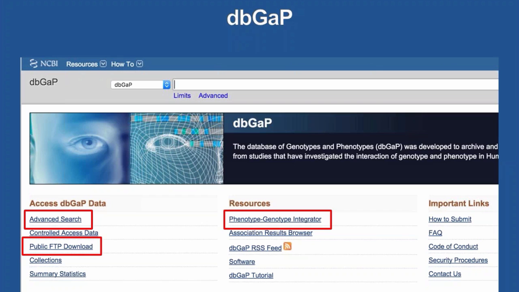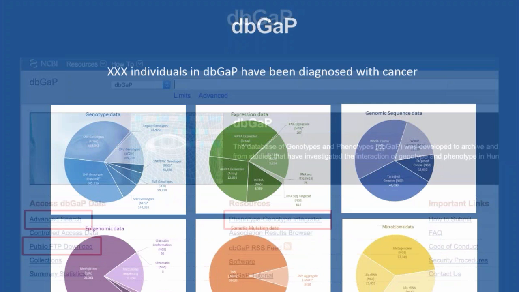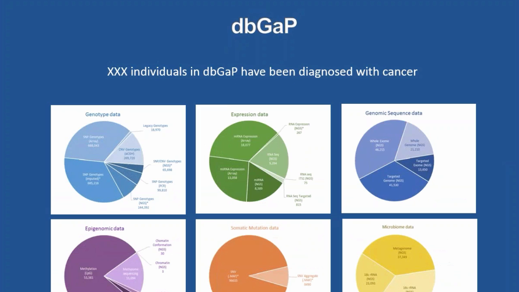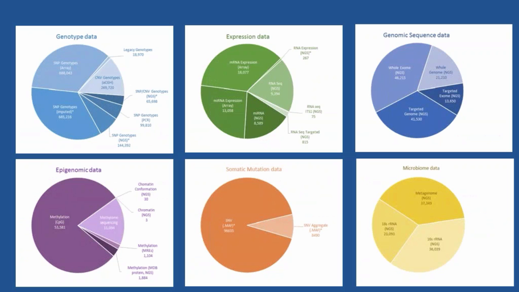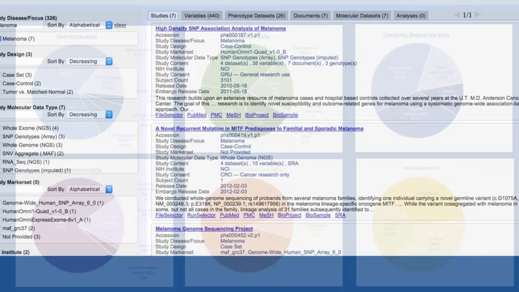Finally, we have a phenotype-genotype integrator where you can search GWAS studies by either and find types by GWAS. So over 50,000 individuals in 63 studies have been diagnosed with cancer, and their data has been deposited in dbGaP. Typically, these individuals also have matched controls.